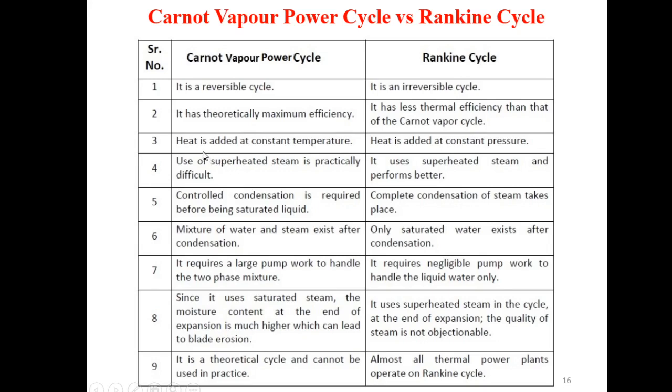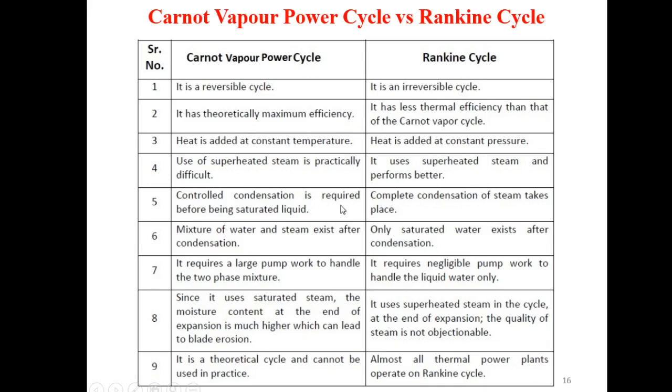In Carnot cycle, heat is added at constant temperature. In Rankine cycle, heat is added at constant pressure. In Carnot cycle, use of superheated steam is practically difficult. So we are not getting the superheated steam. We are getting maximum up to dry saturated steam. But in case of Rankine cycle, we can use superheated steam and perform better.